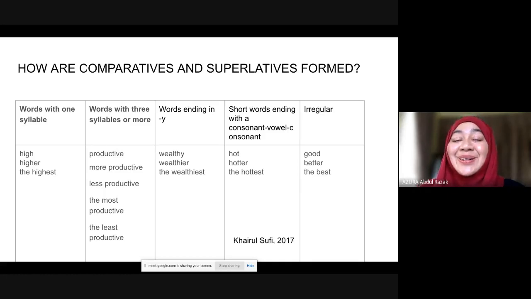In English, there are always irregulars. You cannot escape these irregulars. So for example, the word good, you don't say good, gooder, goodest, right? So it becomes good, better, and the best. Okay, so this is like a very simple guide of how to use comparatives and superlatives.